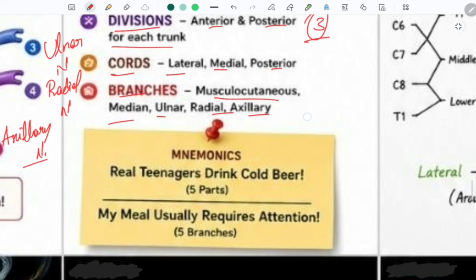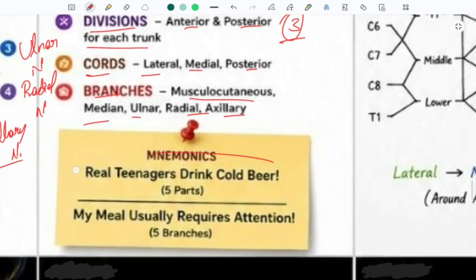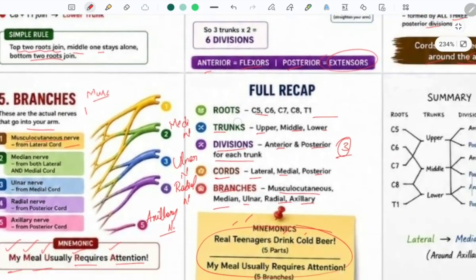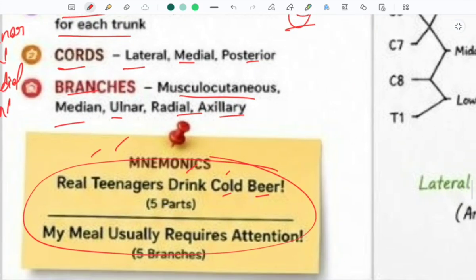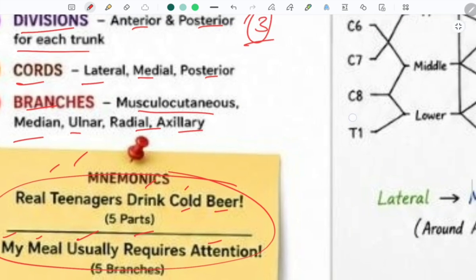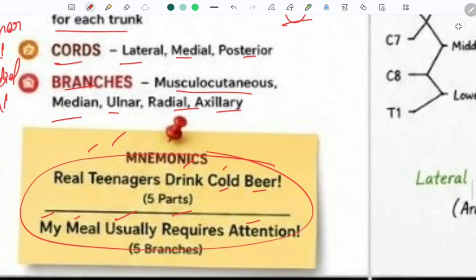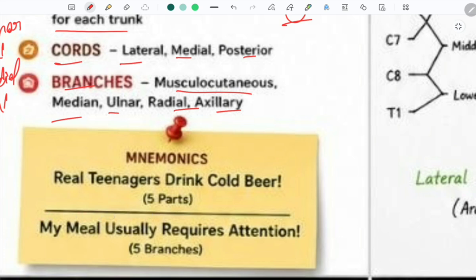So these are the mnemonics for roots, trunks, divisions, cords and branches. The branches are musculocutaneous, median, ulnar, radial and axillary nerves. Everyone should remember this mnemonic so you can easily write it in the examination. Take a screenshot, and if you want, I will send the PDF of this video.